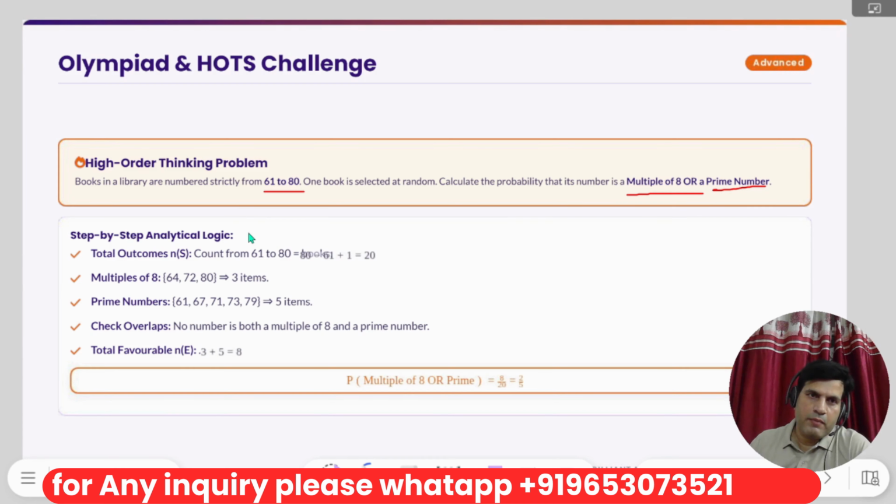So step by step analysis. Counting from 61 to 80, we have 80 minus 60, that is a total 20. Multiples of 8 are 64, 72 and 80, that is 3. Prime numbers we have 61, 67, 71, 73 and 79, that is 5 prime numbers. Check overlaps. No number is both a multiple of 8 and a prime number.